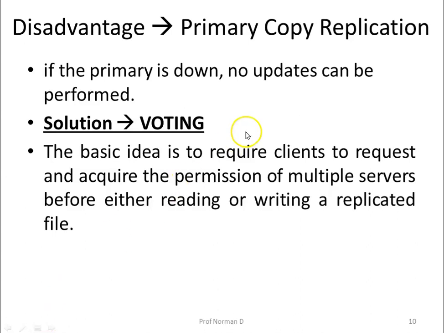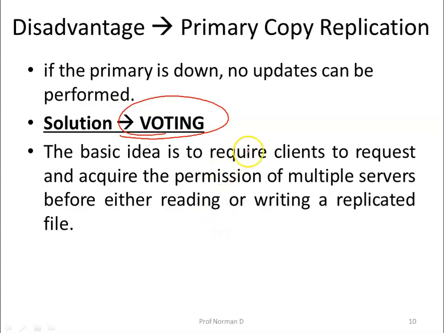Now the disadvantage of this particular algorithm is that if the primary is down, that means if the primary server is not working, then no updates can be performed. Now the solution to this problem is that we use something called voting. Now what is this voting process?